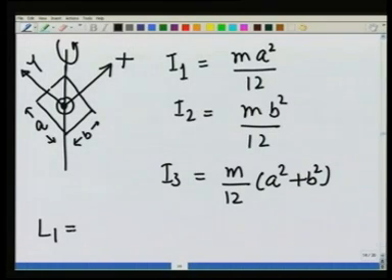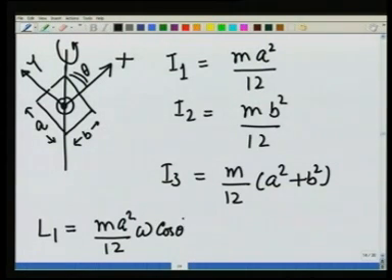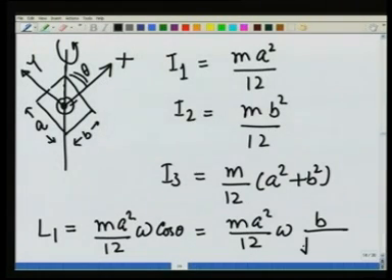And therefore, the various angular momentum components are going to be L1 equal to, suppose this angle is theta, then L1 is going to be m a square over 12 omega cosine theta, and you can see cosine of theta is going to be this divided by this. So, cosine theta is going to be b divided by the square root of a square plus b square.